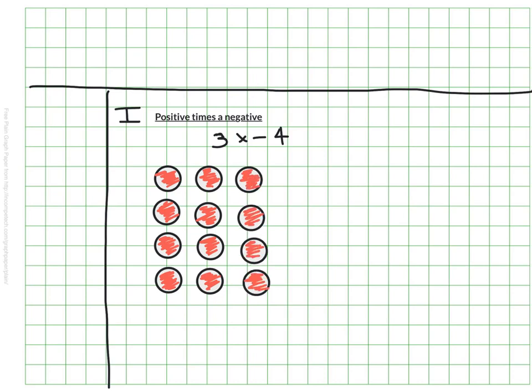I have 3 identical groups of negative 4. It should be pretty clear looking at it that when I add these all up, I have 4, 8, 12. I have 12 chips, but they are all negative, so my answer, my product, is negative 12. So 3 times negative 4 would be negative 12.